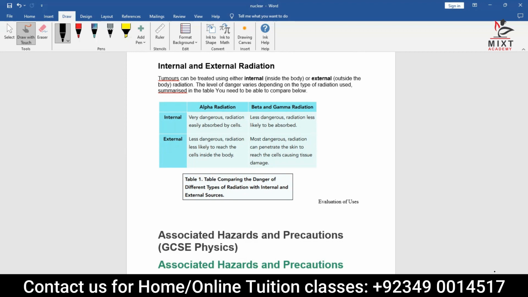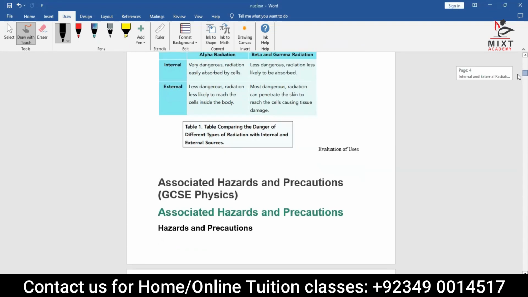They are the uses of alpha, beta, and gamma. So we are actually doing that topic. After that, we are left with only one topic, that is called half-life. Let's see if we can finish that and reach half-life. So for the further hazards and everything, let's check this out.